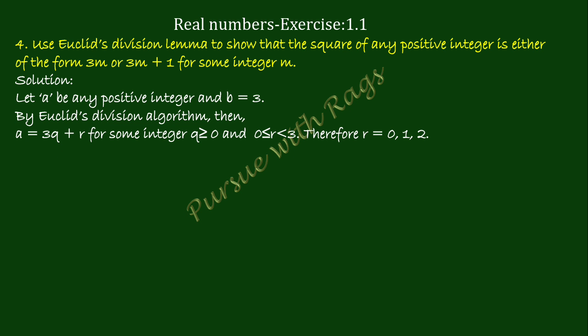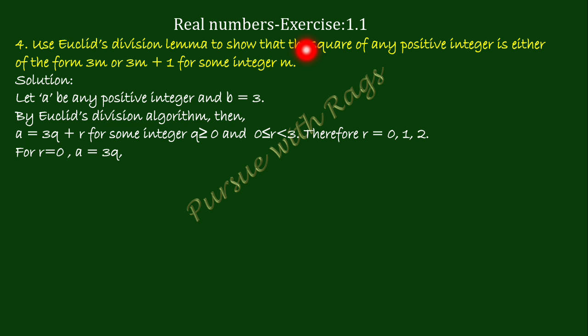Then how will the r value be? r will be less than 3. So r is equal to 0, 1 and 2. On substituting the r values in the equation a is equal to 3q plus r, we will get for r is equal to 0, a equal to 3q. This is a positive integer.